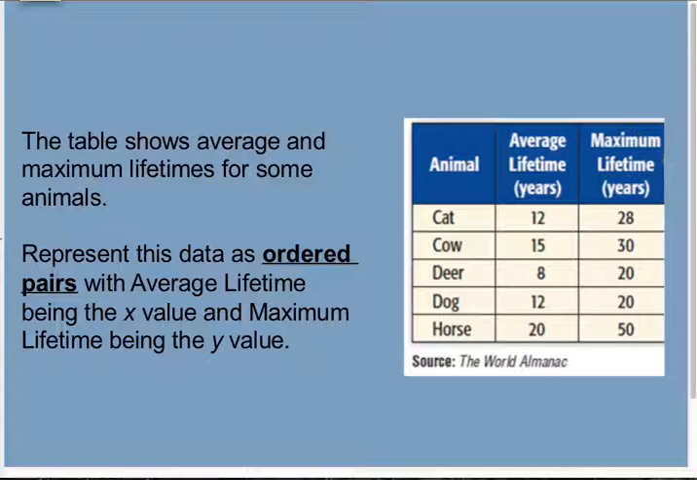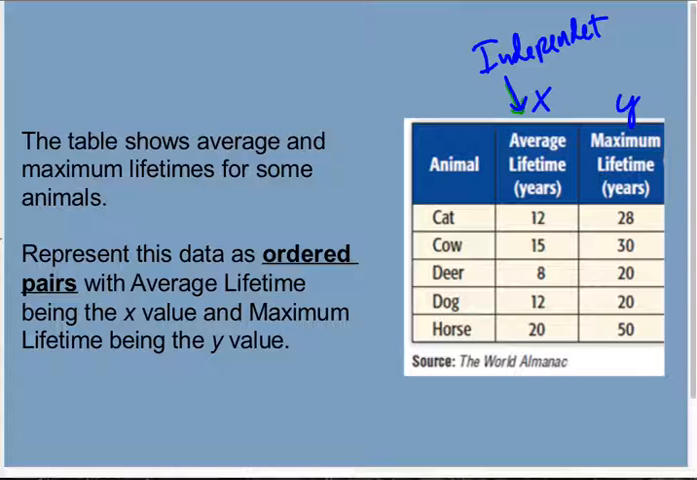The table shows the average maximum lifetimes for some animals. It says to represent this data as ordered pairs, with average lifetime being x and maximum lifetime being y. The reason x is average lifetime is that this is what we call our independent variable. Your independent variable is always your x variable. And we're going to call the maximum lifetime y because that depends on our independent variable.